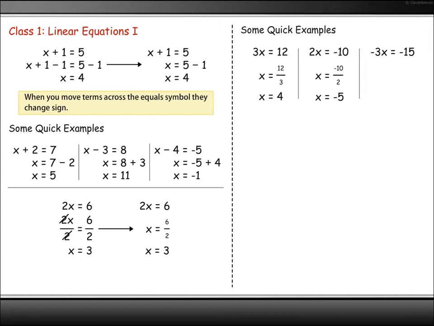Solve minus 3x equals minus 15. Divide both sides by minus 3, giving a solution of x equals 5.